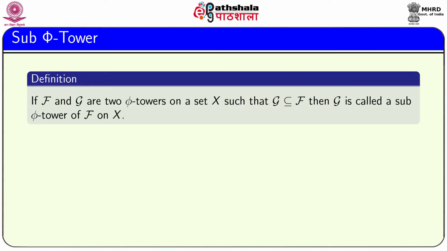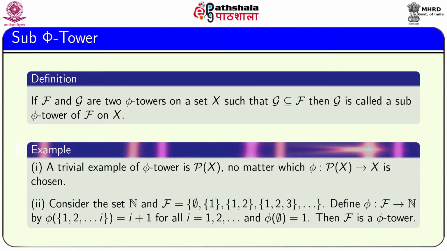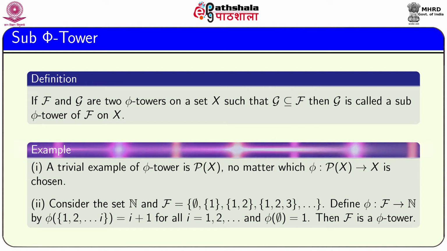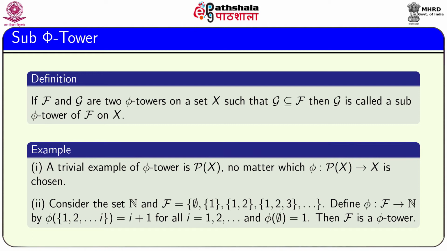Now, F and G are two phi towers on a set X such that G is contained within F. In this case, G is called a sub phi tower of F on X. Consider this example, it is a trivial example: if we consider all subsets of X, that is the power set of X, then it is a phi tower, no matter which function phi we are considering.